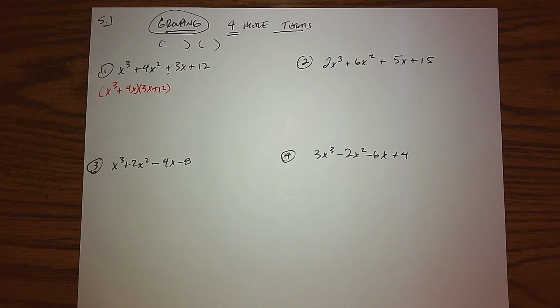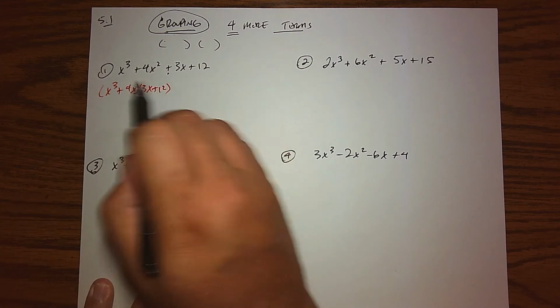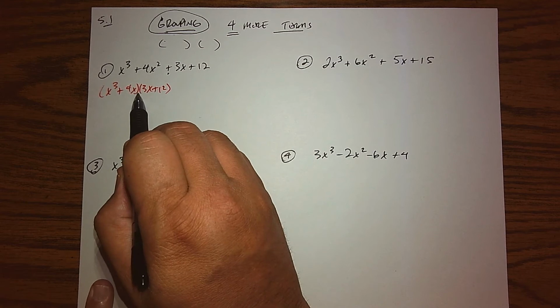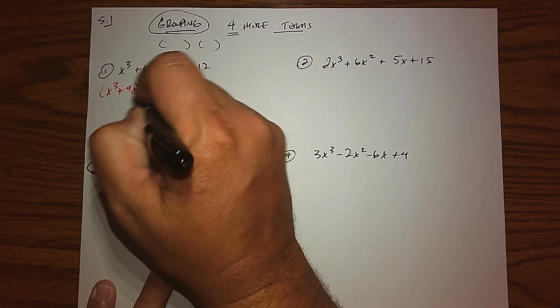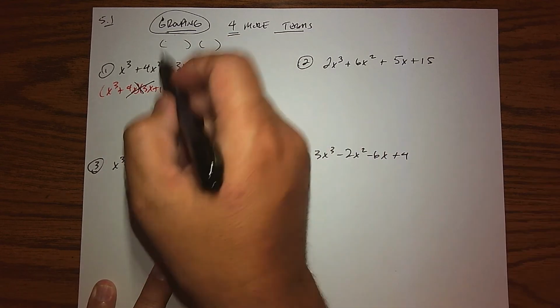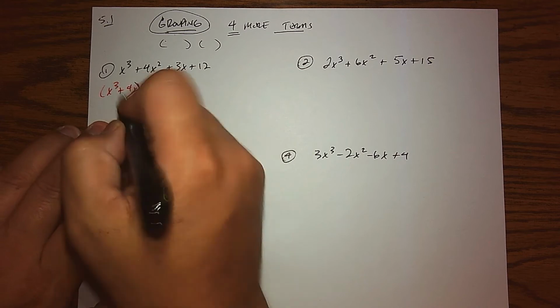Hopefully you guys noticed the mistake, right? Because we went from something that's being added together to something that's now being multiplied together. So we've lost that addition right there. So be careful when you are grouping. You have to group in such a way that you don't lose the fact that we're adding. So here's the correct grouping.